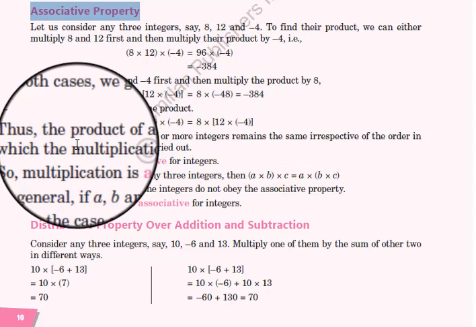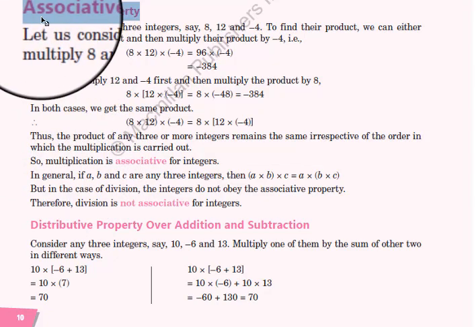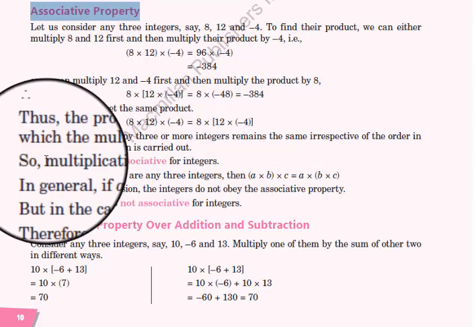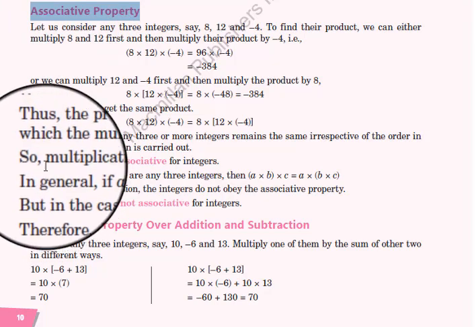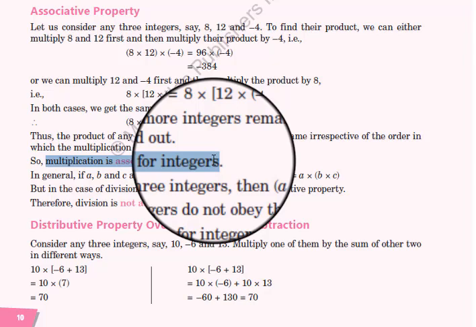So we can conclude that the product of three or more integers remains the same, irrespective of the order in which the multiplication is carried out. That means the order is not very important. What you have to write in your copy: first of all, write associative property. Then write that multiplication is associative for integers. This much you have to write.